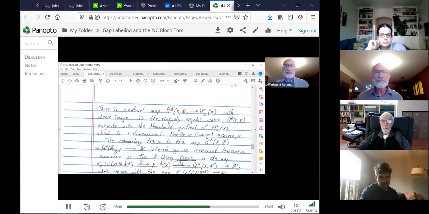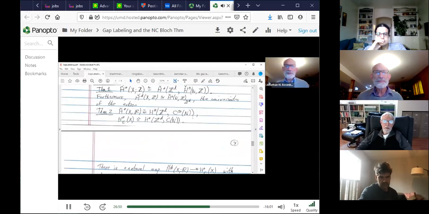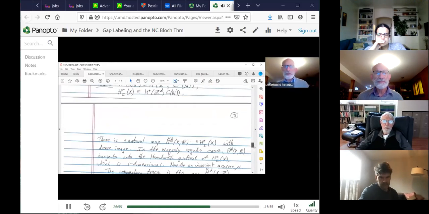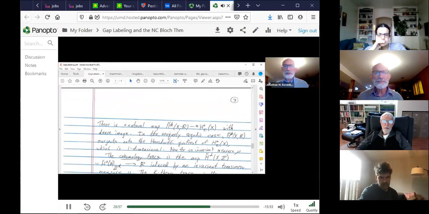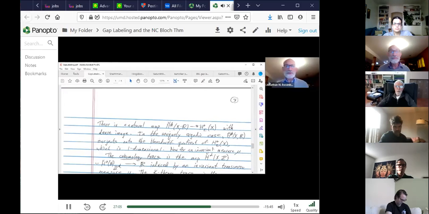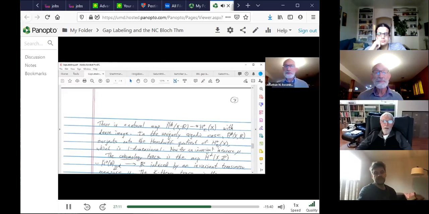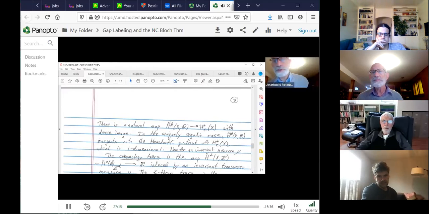And that map has dense image because the C infinity functions are dense in all continuous functions. And in the uniquely ergodic case, that's the case where there's a unique invariant transverse measure, then the Čech cohomology surjects onto the Hausdorff quotient of the tangential cohomology. And in that case, the Hausdorff quotient of the tangential cohomology will be one-dimensional.